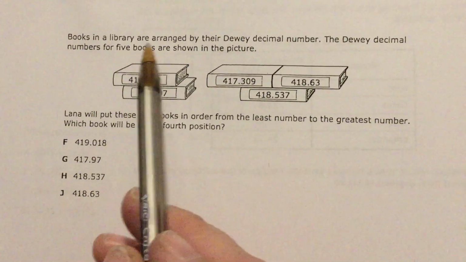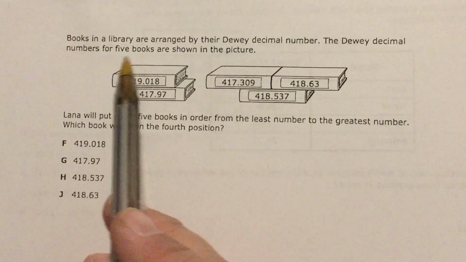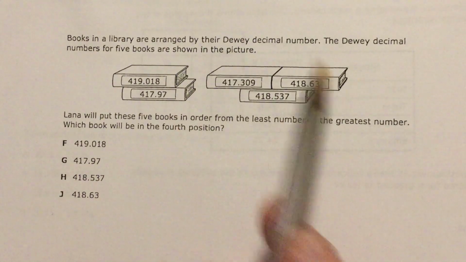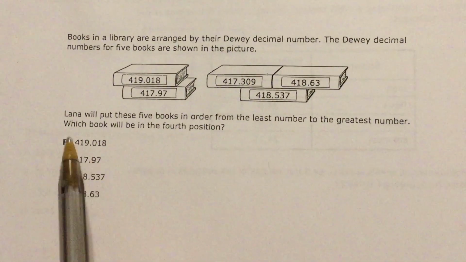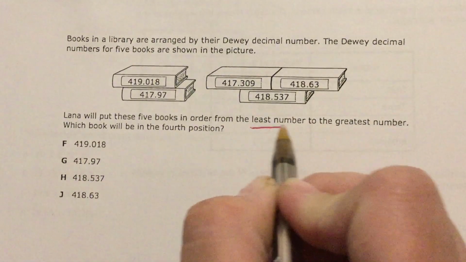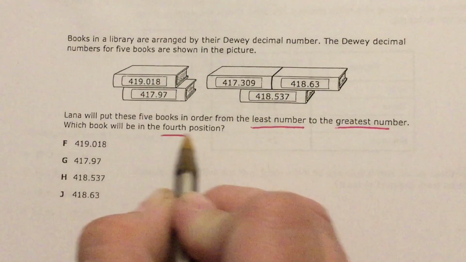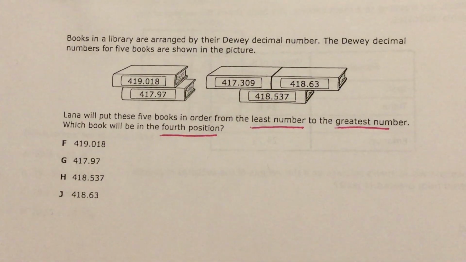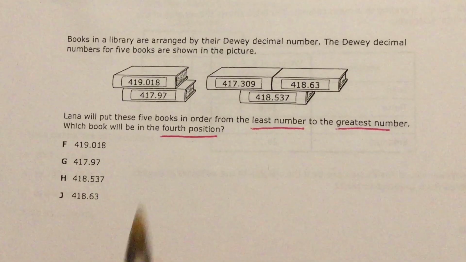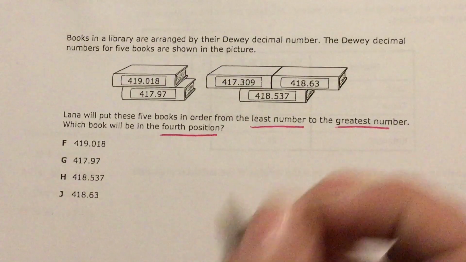It says books in the library are arranged by the Dewey Decimal Number. The Dewey Decimal Numbers for 5 books are shown in the picture. Okay, this one was on your CBA. Lana will put these 5 books in order from least to greatest. Which book will be in the 4th position? So the first thing you should have done was put these numbers in vertical representation.